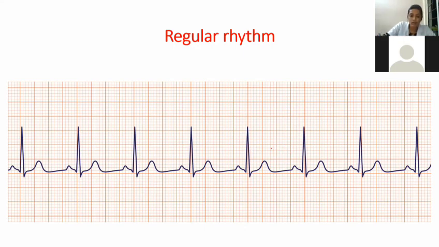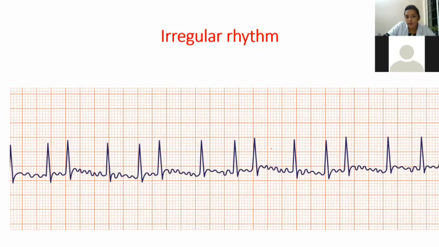There are some more criteria we discuss. Here you can see the P wave and the T wave; we cannot interpret them properly. And even the QRS complex shape is not similar everywhere. So this is an irregular rhythm.